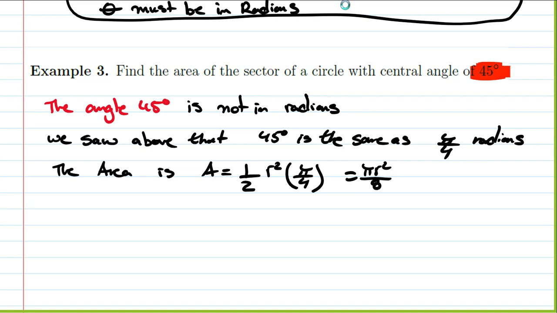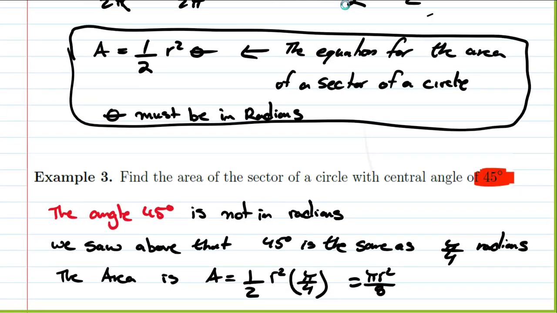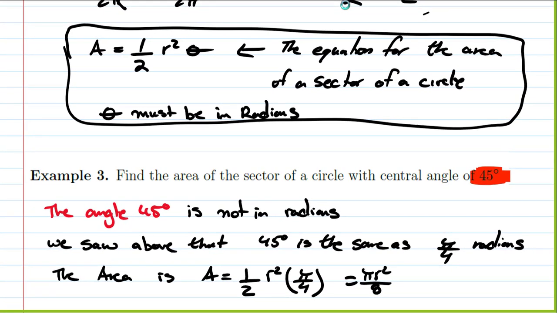So if the radius were 1, the area would be pi over 8. If the radius was, say, 4, we would get 2 pi, because 4 squared is 16, and 16 divided by 8 is 2. So we can use this formula, but the key thing that we have to be aware of is that the formula is only valid if our central angle theta is measured in radians.